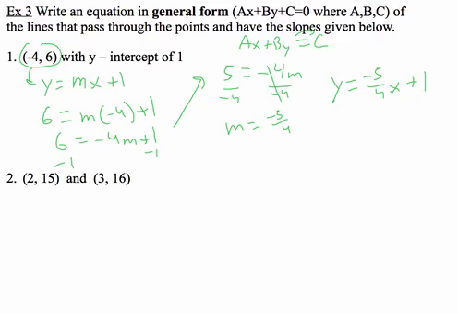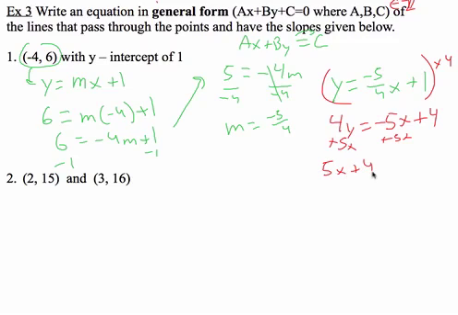We want to put it in general form. So first thing you do, you want in general form, you want actually a, b, and c should be integers. So we don't want fractions, so we're going to multiply everything by 4 first. So we're going to have 4y equals negative 5x plus 4. And we need the x's and y's on one side and a number on the other side. So we're going to add 5x to both sides. So we get 5x plus 4y equals 4. And that's the general form of the equation.